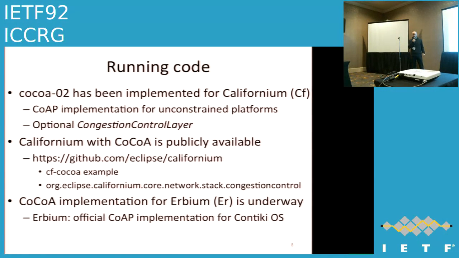Next, please. Okay, so we have implemented CoCoA, we have running code. The latest draft version, CoCoA 02, has been implemented for Californium, which is Matthias Kovatsch's CoAP implementation for unconstrained platforms. This implementation is publicly available. Here you may find the pointers to the relevant implementation. And also, CoCoA has been implemented for Erbium, which is the official CoAP implementation for Contiki OS, which is probably the reference operating system with support for IP-based protocols. And hopefully soon, this implementation will also be available. Next, please.